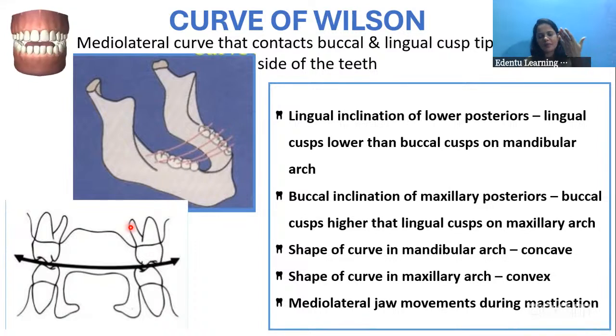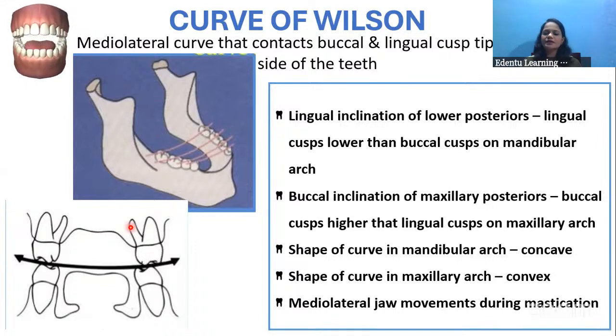And in case of the maxillary teeth, if you see, the buccal cusp is a little bit buccally placed, so it will usually be higher than that of the lingual cusp. Because of this height variation only, this curve of Wilson is seen.